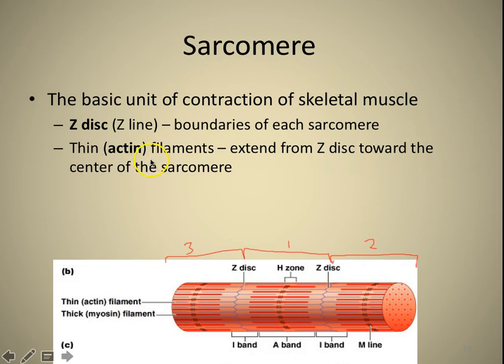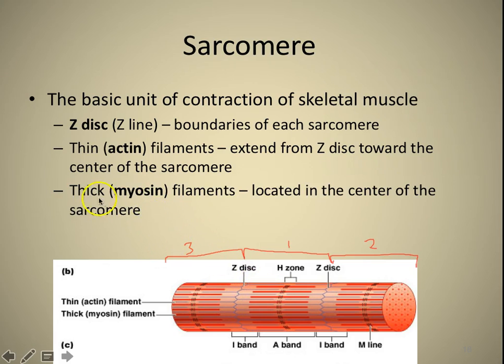So one of the filaments that we're going to see are these actin filaments. These filaments that we will see, they're actually called actin. They extend from the Z-disc, so hopefully you can see this little blue line right here. So they're extending toward the center of the sarcomere. Then we have in red on this image what are known as thick filaments. These are located in the center of the sarcomere. Again, those are in red.